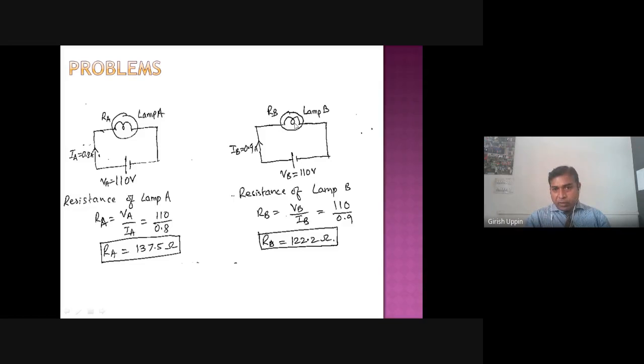Similarly, in the RB circuit diagram, IB is given as 0.9 and VB is 110 volt. Therefore RB is equal to VB by IB, 110 divided by 0.9, which is 122.2. And if you want to call these I1, I2, that is also fine. The representation is left to you.